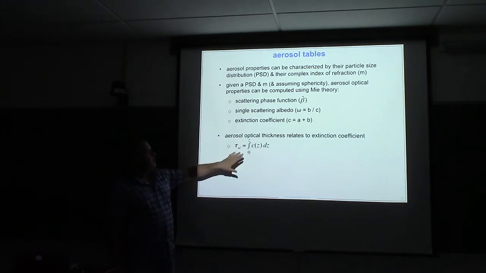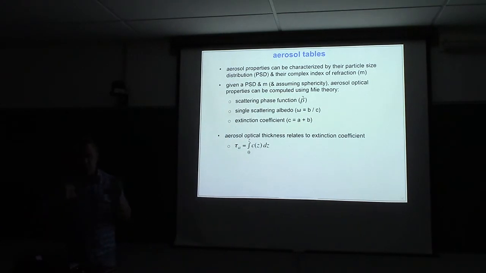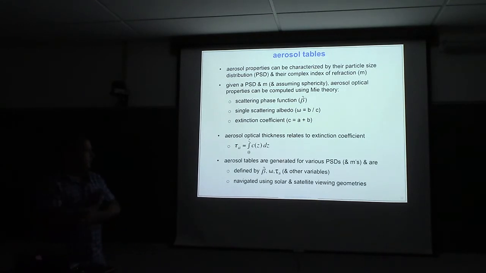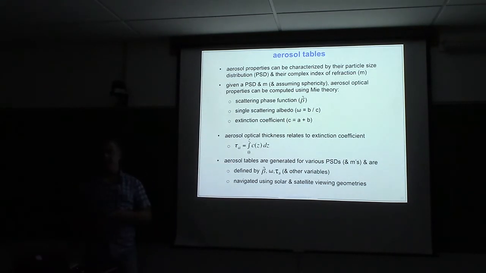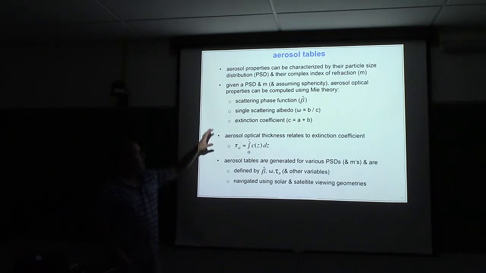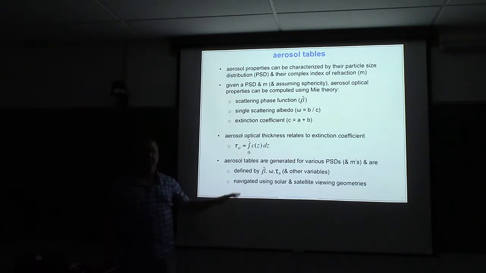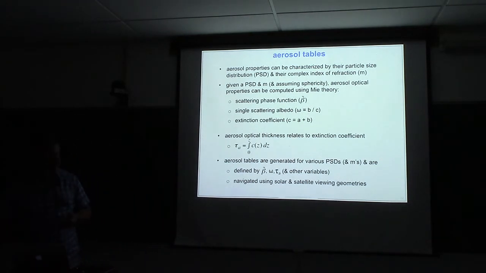Aerosol optical thickness relates to this extinction coefficient via this equation. This should be largely familiar to you after 2 weeks, I think. So what we do is we generate a series of aerosol tables for various particle size distributions and various indices of refraction. They are defined by these terms and several other variables that are secondary to this. And these tables get navigated using different viewing and solar geometries.